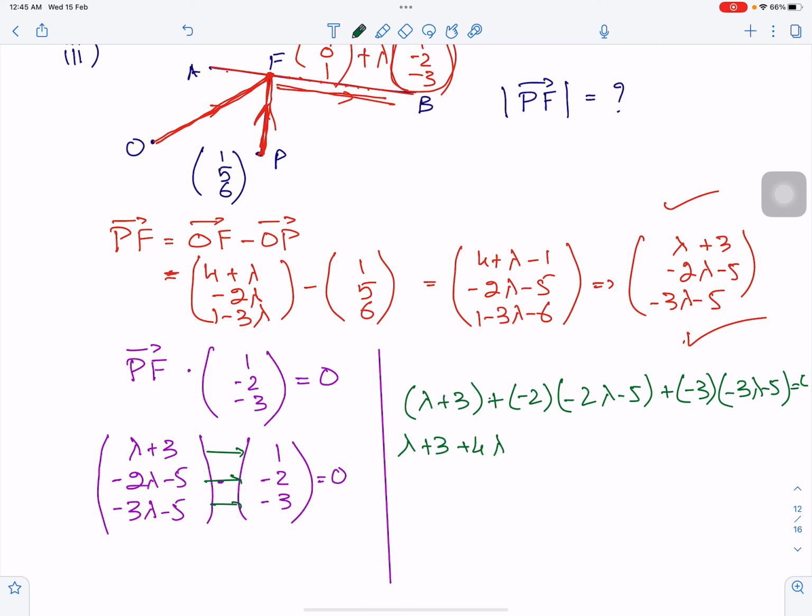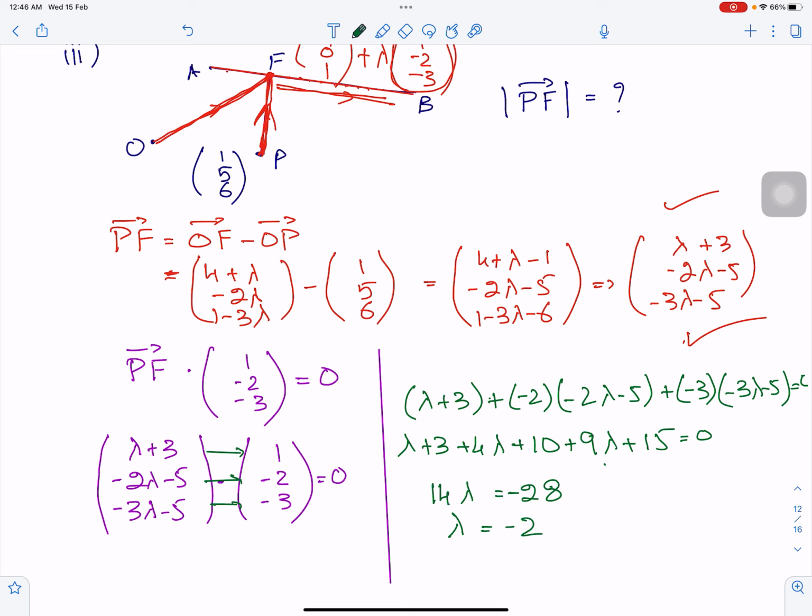And then I'm just simplifying it. I hope I will not make any calculation mistake. You can also stay alert with me. So lambda 9, 10, 10 and 14, 14 lambda. And this is 15 plus 10 is 25, 28. Minus. So lambda equals minus 2.